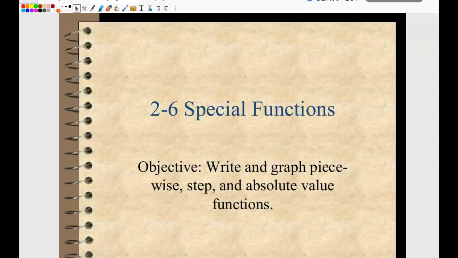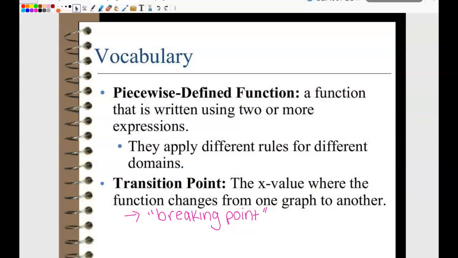So we are in section 6 of chapter 2. We're looking at special functions. Today, our objective is to graph piecewise functions. So in order to graph them, you really need to know what they are. A piecewise function is a function that is defined using 2 or more expressions. They apply different rules for different domains.